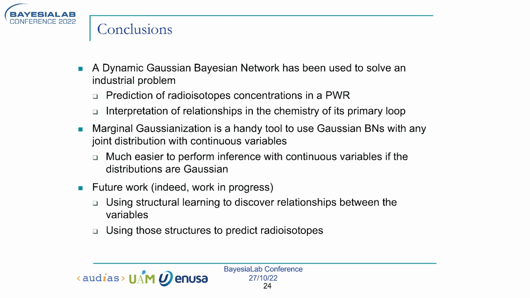And as future work, we want to use structural learning to discover relationships between the variables in the network, instead of using a fixed structure, by using structural learning to discover the relationships. And we also want to use those structures to predict radioisotopes. Because in that sense, I think this could be research that will give a more useful and complete use of this dynamic Bayesian network, because discovering relationships between variables is also useful in fields where the interactions are not clear.